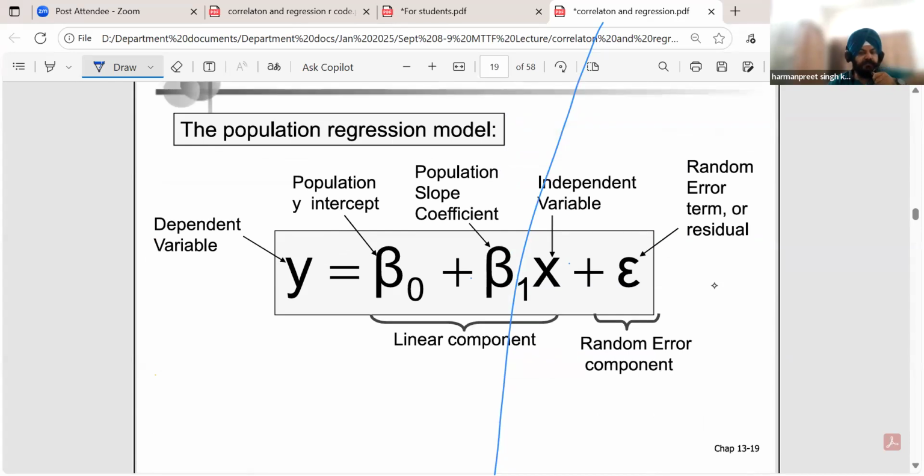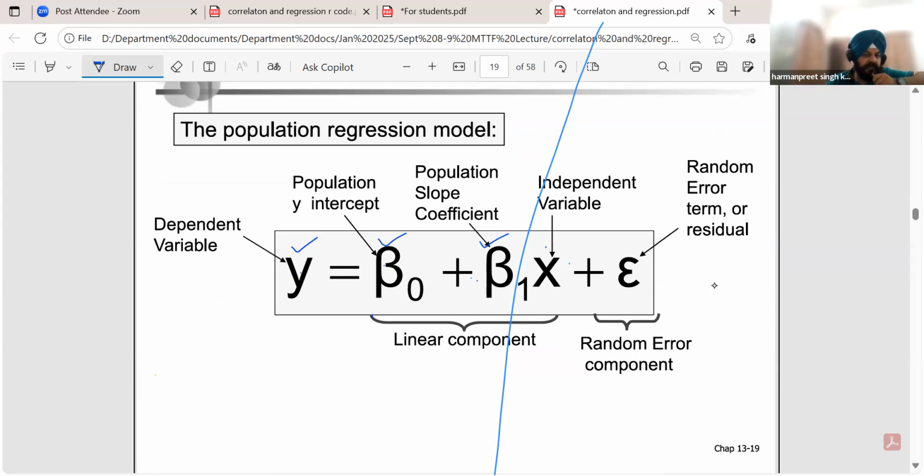As already explained, the expression is y = beta naught + beta 1 x + epsilon term. y is the dependent variable, which all of you are very familiar with. Beta naught represents the intercept, beta 1 represents the slope, and x is the independent variable.